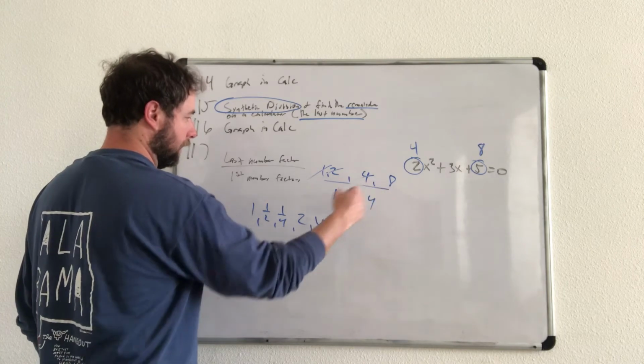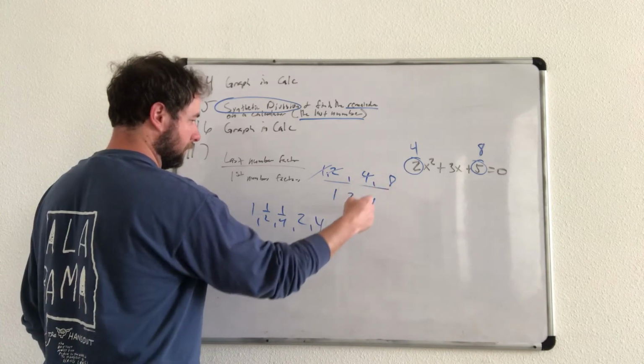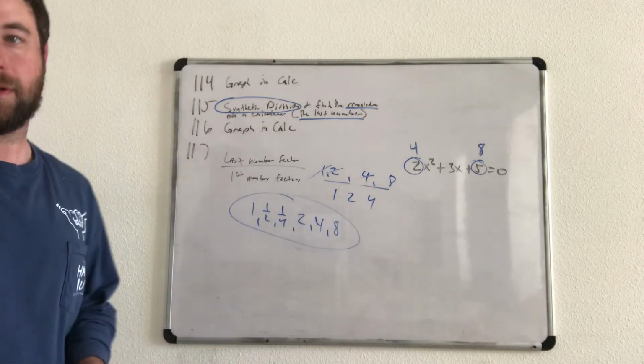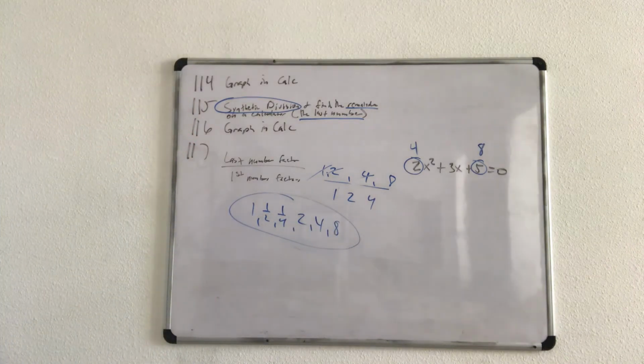8 over 1 is 8. 8 over 2 is 4, duplicate, done. 8 over 4 is 2. These would be our answers here. That's it for lessons 114 through 117.